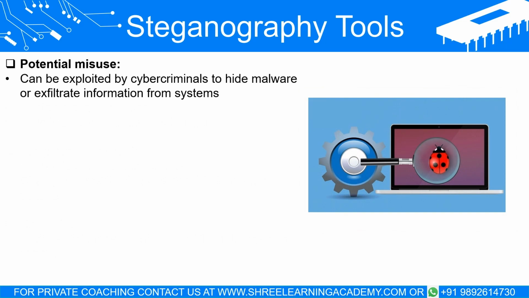However, steganography is not only used for lawful purposes. Unfortunately, like many technologies, it can also be exploited for malicious intentions. Cybercriminals can use these methods to hide malware or exfiltrate information from systems without detection. By embedding malicious code within innocent-looking files, they can bypass security measures and deliver the hidden payload to the victim system. Once there, the embedded code can be executed to unleash the malware, making steganography a significant concern in cybersecurity.